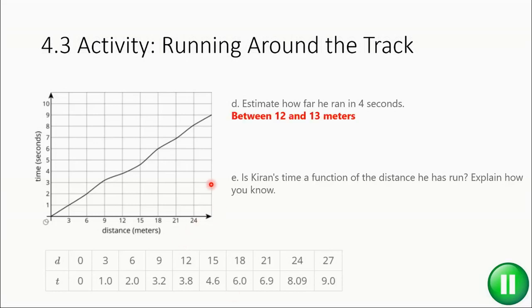How do we know? Because if you were to follow that over, it looks like it's about here. So this is 12, and it's closer to 12. So we're going to say between 12 and 13 meters.